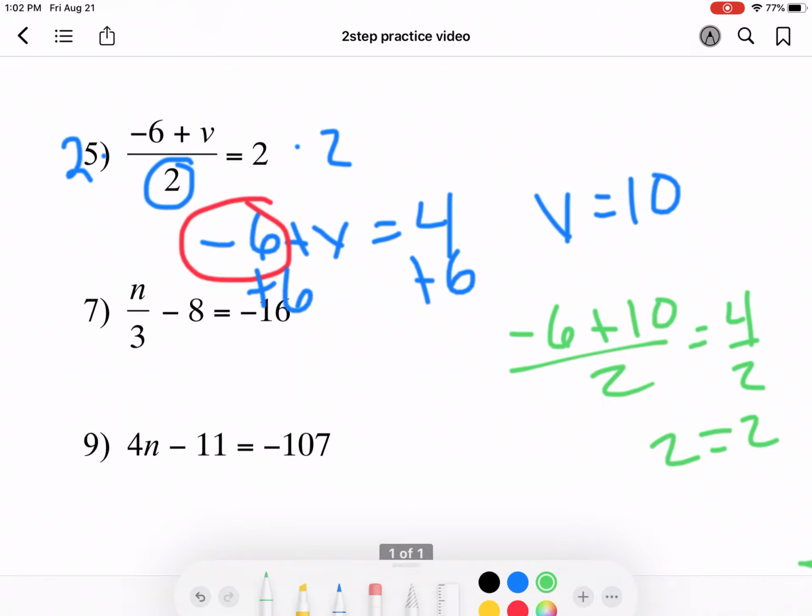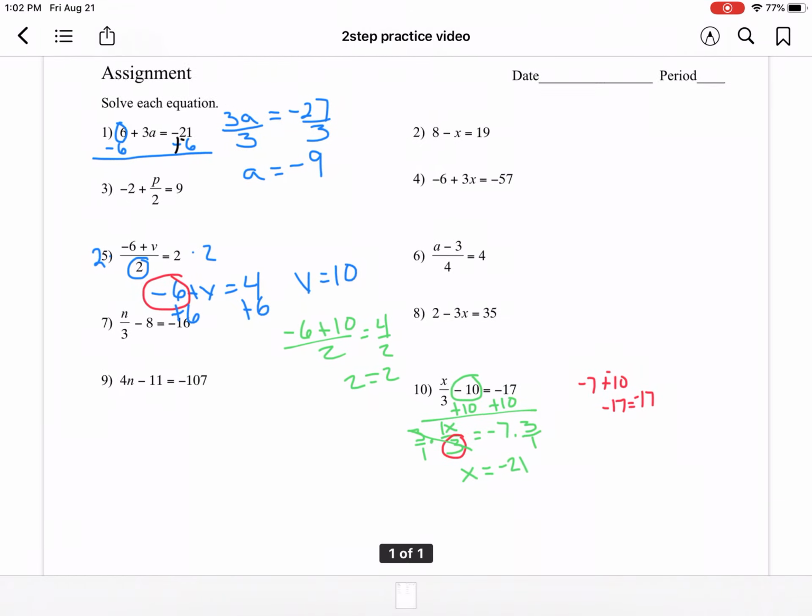I hope this video has helped you with two-step equations. The expectation is you will complete 2, 3, 4, 6, 7, 8, and 9, and be prepared for tomorrow's class.